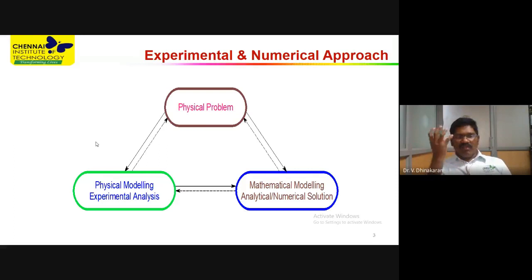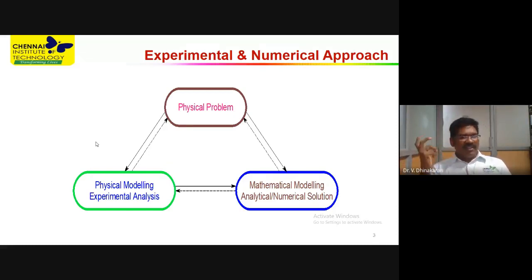So we have a physical problem in hand. For solving the physical problem, you can follow either experimental analysis or modeling. If you are going for experimental analysis, the first step is to construct the experimental setup. The second step, you run the experiments. Third step, you read the data. Fourth step, you analyze the data. Then you come up with the conclusions, just as you conduct experiments in the laboratory classes.